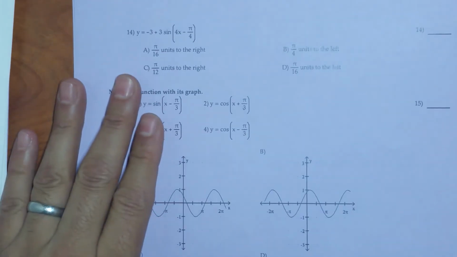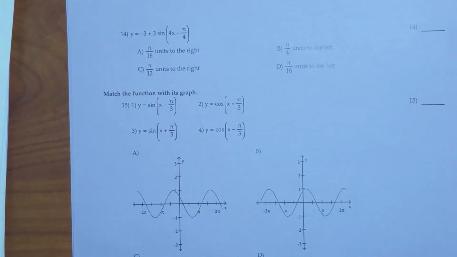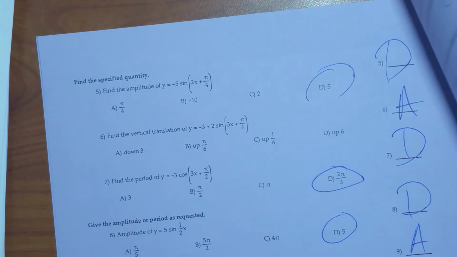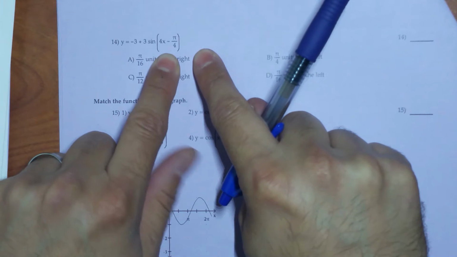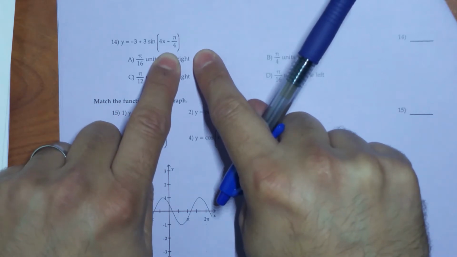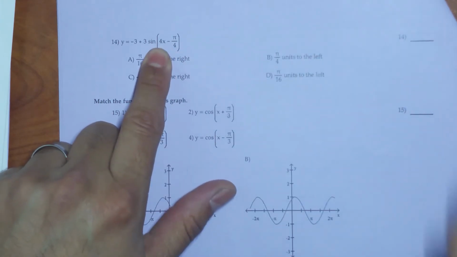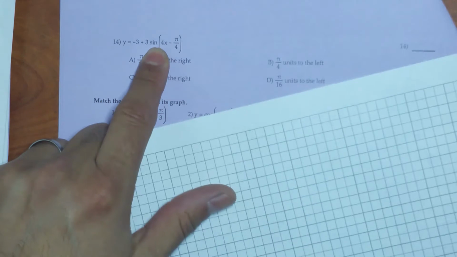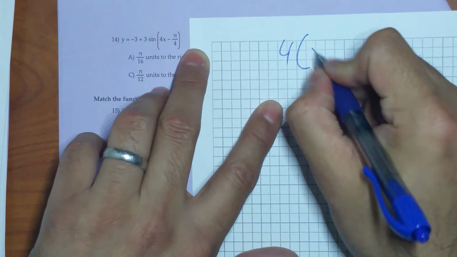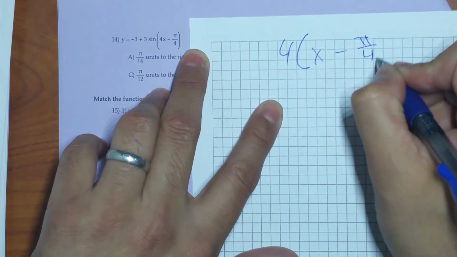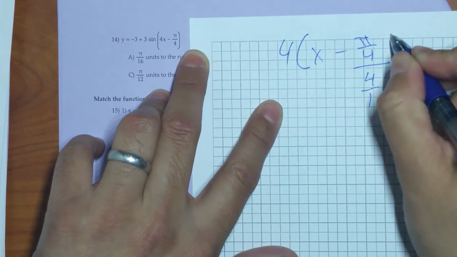All right, number 14 right here. Same thing. Find the phase shift. So for the phase shift on this one, what do I have to do? I have to factor it out, right? What am I factoring? Let's factor out a 4. I'm going to take my scratch paper so I could do this. It's going to be 4 parentheses x minus pi over 4 divided by 4 over 1.